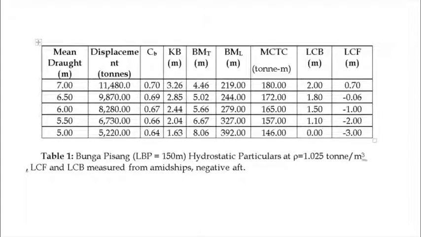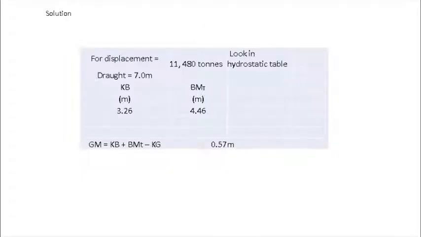So we get all the hydrostatic particulars at 7 meters. In this case, we are interested in KB plus BMT, which is this one: 3.26 plus 4.46. So 3.26 for KB at a draft of 7 meters and BMT 4.46. So GM is KMT, which is KB plus BMT, minus the KG that we got initially in the loading table calculation. So we get the final answer to be 0.57.